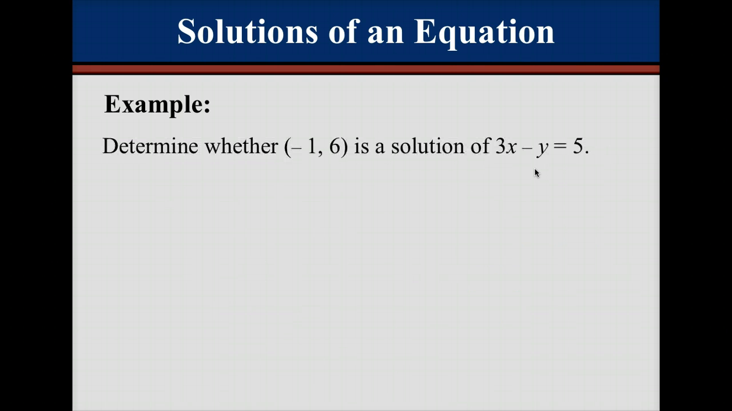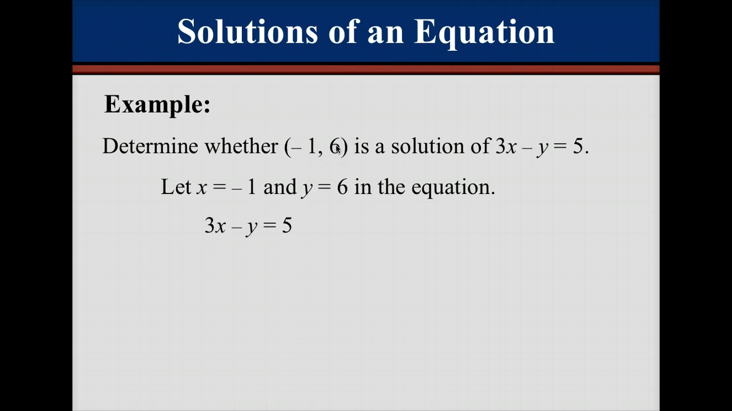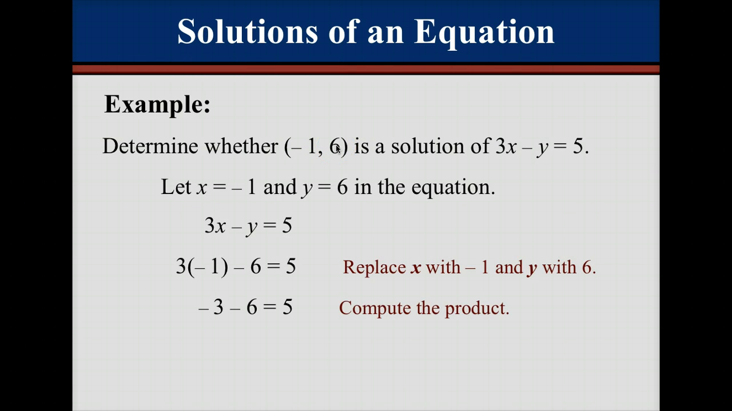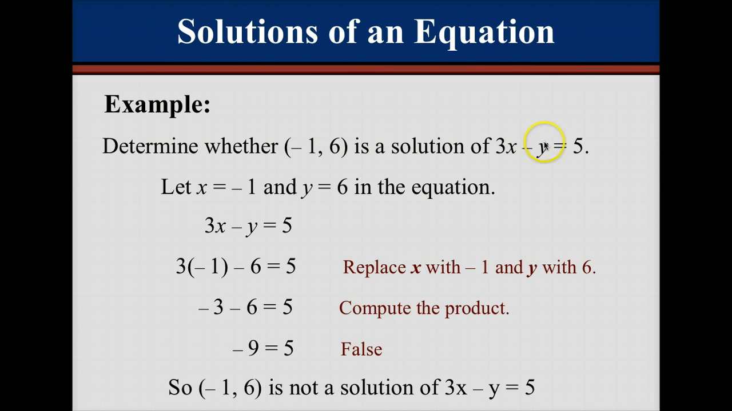Now determine whether (-1, 6) is a solution to 3x minus y equals 5. Again, this is the x value. Always the first value is x, the second value is y. So we substitute in. Is -9 equal to 5? No, that is false. So this ordered pair does not lie on this line. It is not a solution.